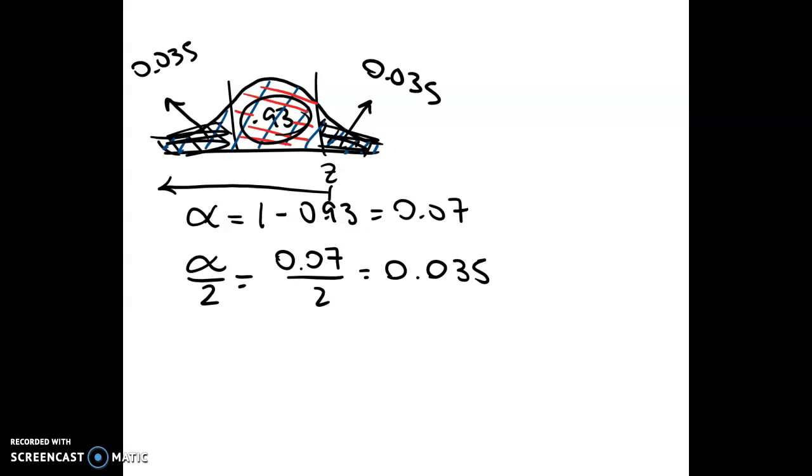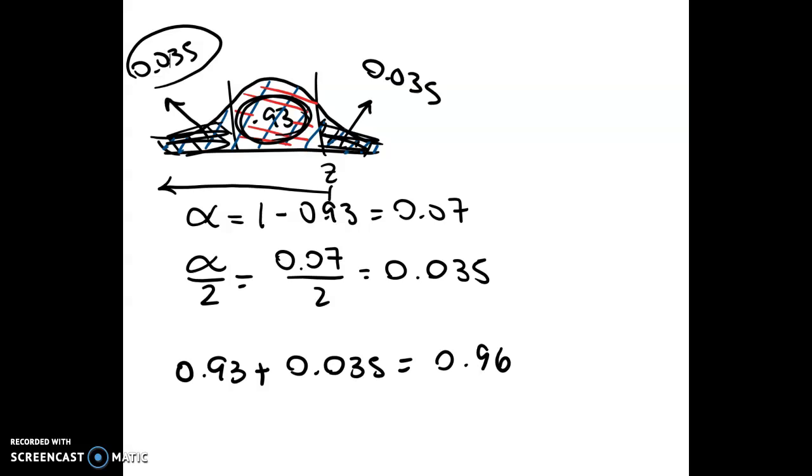Okay, so all I need to do is add this confidence level along with this alpha over 2 area over here. So I have 0.93 plus 0.035, and that gives me 0.965. Okay, so that is an area. So now I need to go to my z-score table to find my z-score associated with an area of 0.965.